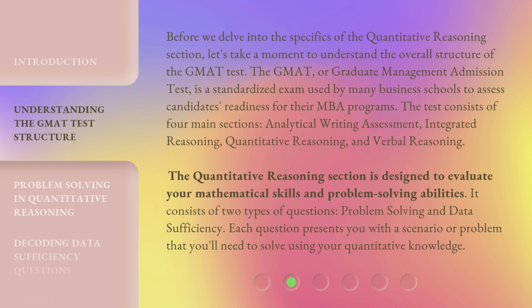The quantitative reasoning section is designed to evaluate your mathematical skills and problem-solving abilities. It consists of 2 types of questions: problem-solving and data sufficiency. Each question presents you with a scenario or problem that you'll need to solve using your quantitative knowledge.